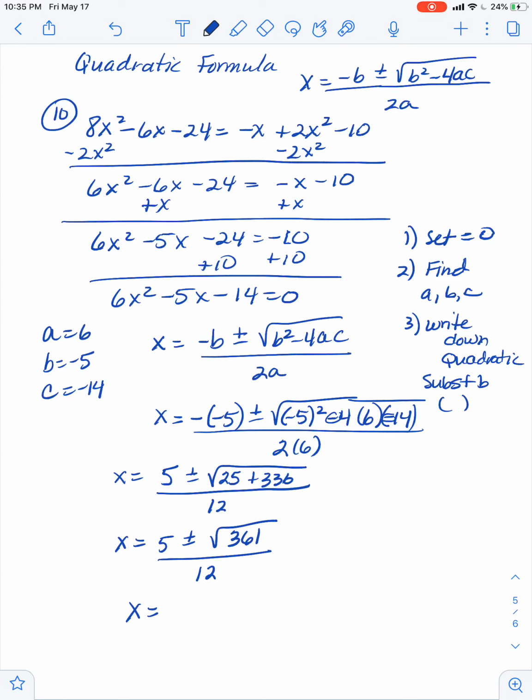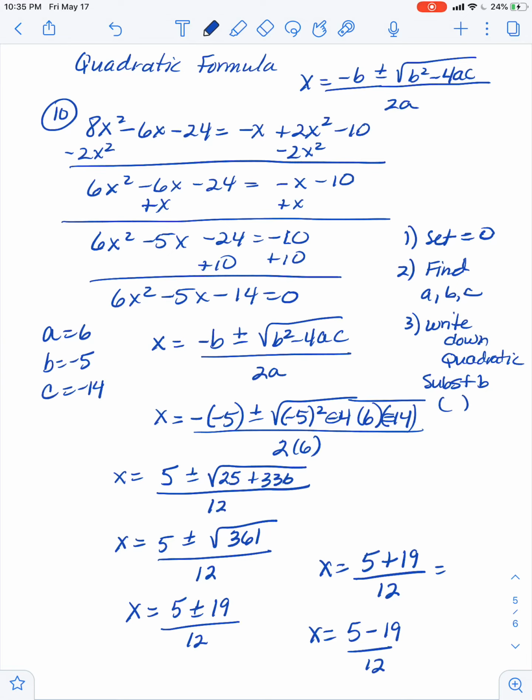And go ahead and try to square root 361 and see if it's a perfect square. If not, then you're going to have to simplify your radical. But this time it is a perfect square. Okay? Now, what does this mean? Because you're not done. What this means, guys, is that x equals 5 plus 19 over 12 and 5 minus 19 over 12.